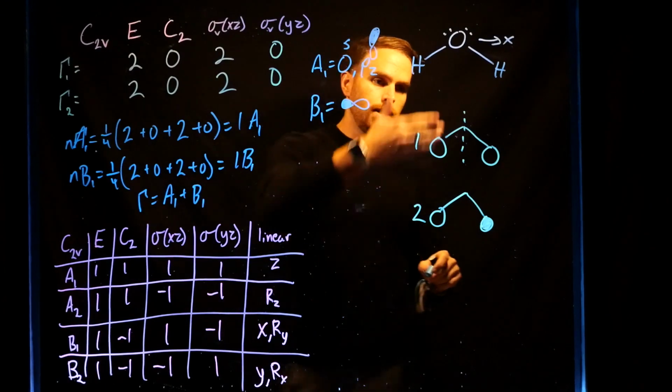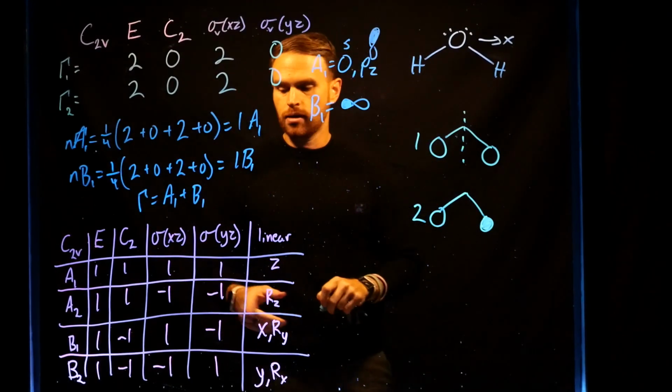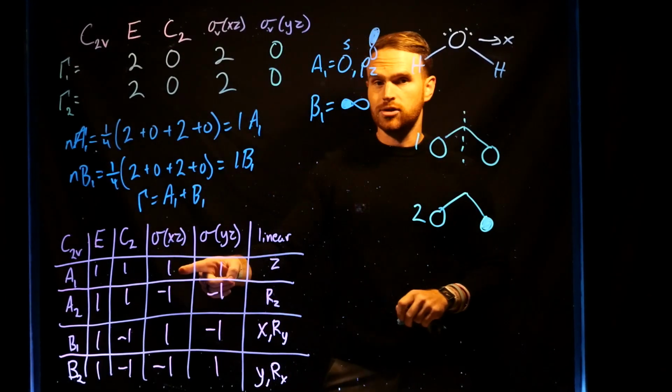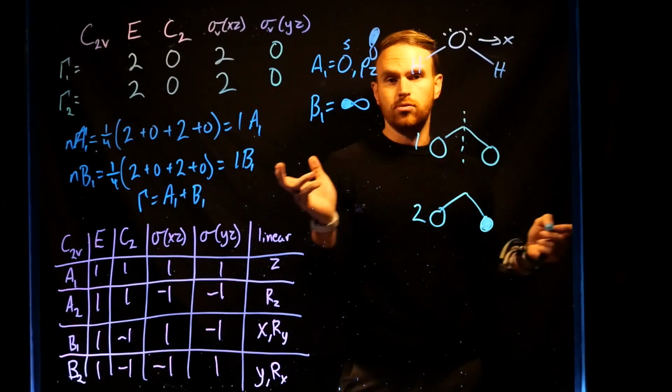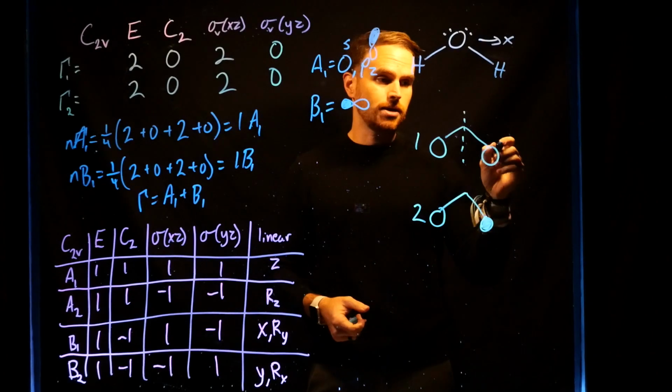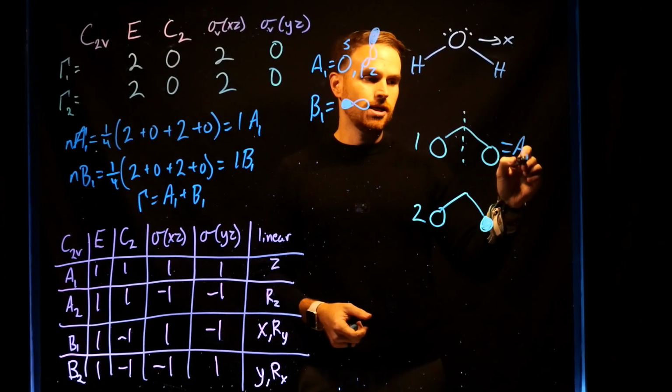The sigma in the xz plane, which is the screen, everything would still look the same, so that's a 1. And then if we were to do it in the yz, everything would shift, but they would look identical. So this actually is the A1 representation.